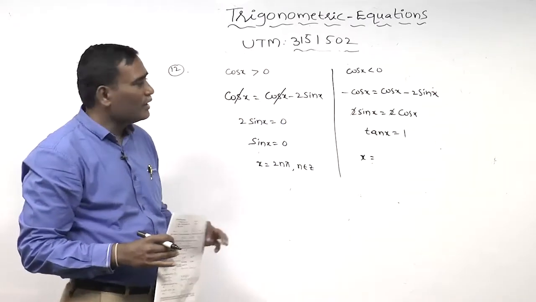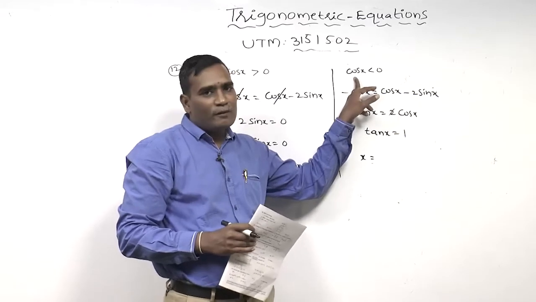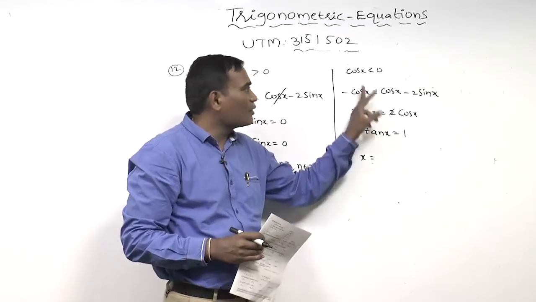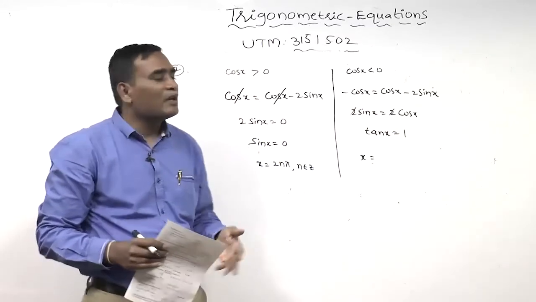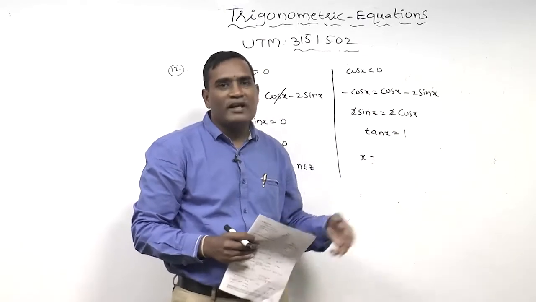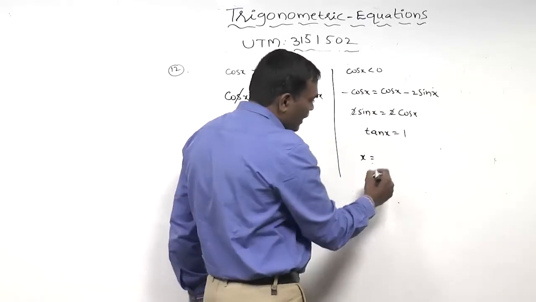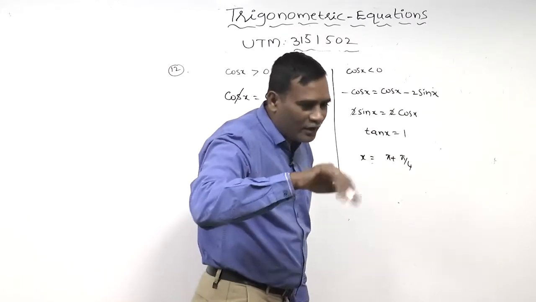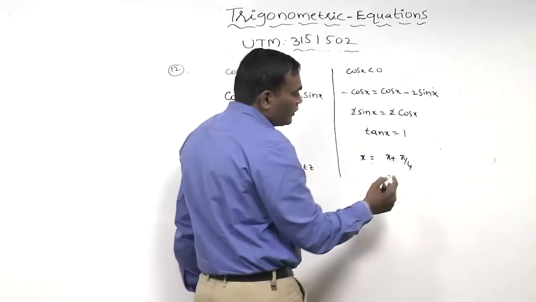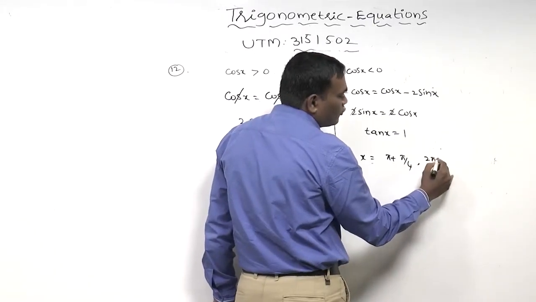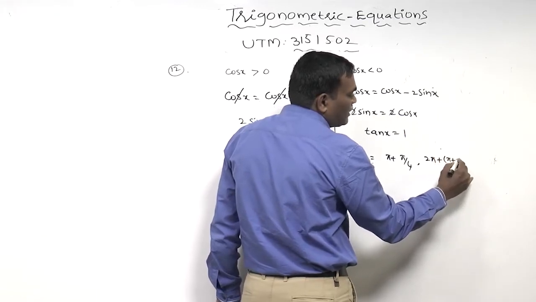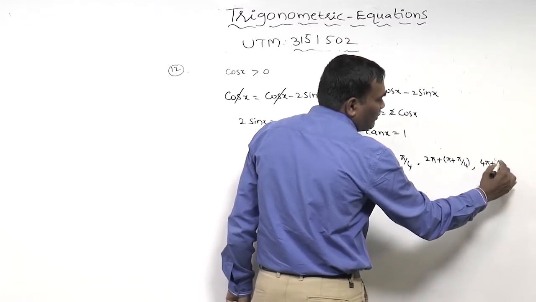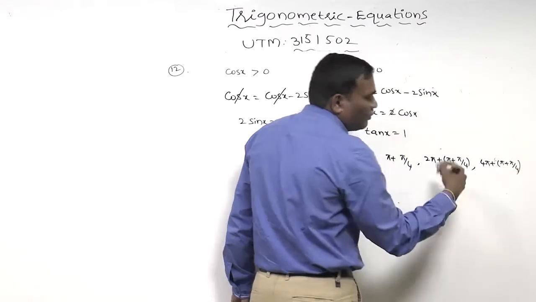Cos x is negative in second quadrant and third quadrant. Tan x is equal to 1 means tan is positive. Tan positive, cos negative means x lies in which quadrant? Cos negative, tan positive, third quadrant. In third quadrant, tan x is equal to 1 means this is pi plus pi by 4. If one complete rotation is 2 pi, you take another solution as 2 pi plus pi plus pi by 4. Next 4 pi plus pi plus pi by 4, because 2 pi means one complete rotation.